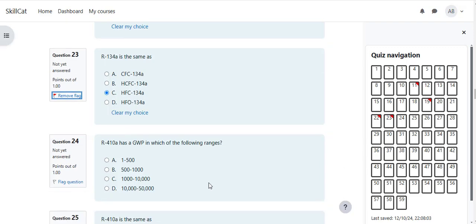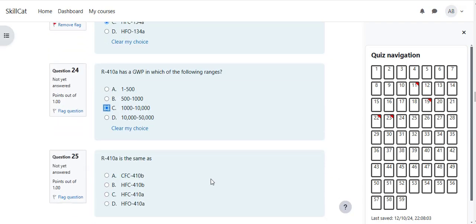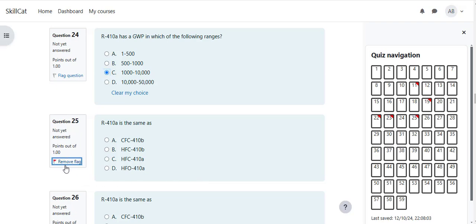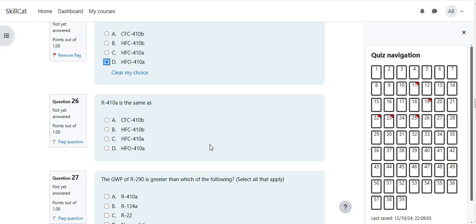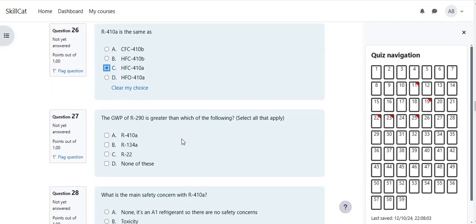R410 has a GWP in which range? R410 is the same as HFC or HFO, I don't remember. I think HFO. R410 is the same as HFC 410A. The GWP of R290 is greater than which of the following? R290 is greater than R133. I don't remember this one.